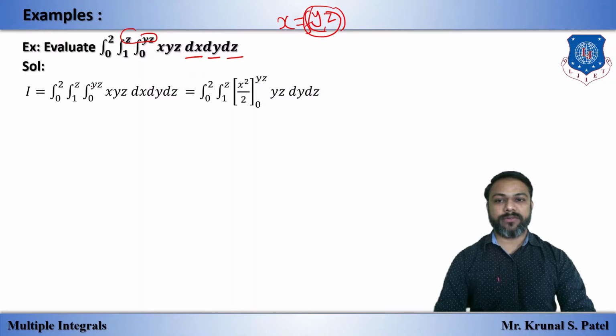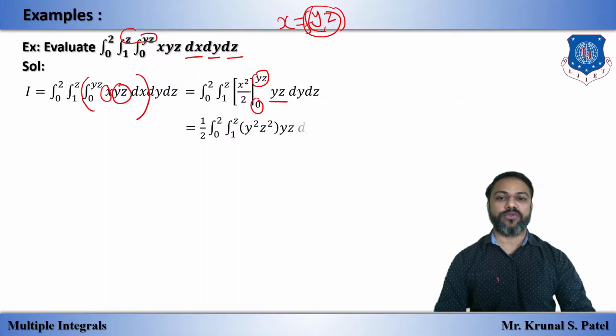So as I told, first we integrate with respect to x. At that time, y and z are constant. So yz as it is, and the integration of x is x square by 2, and we put 0 to yz at the end of this box. Now upper limit minus lower limit. So we have y square z square by 2, and 0, if we put 0, it becomes 0. So we have y square z square by 2, and 1 by 2 we can take outside.